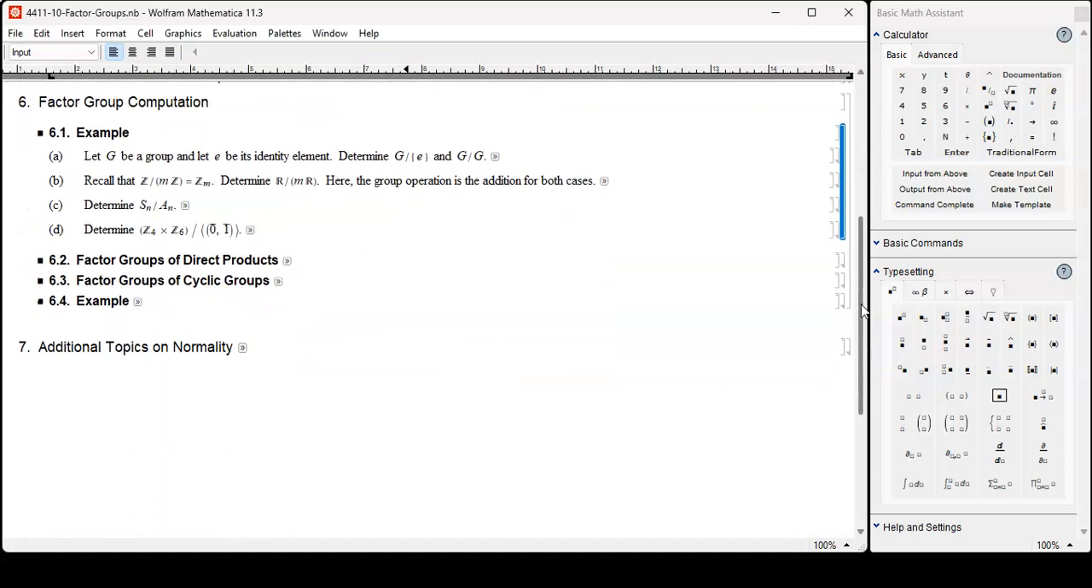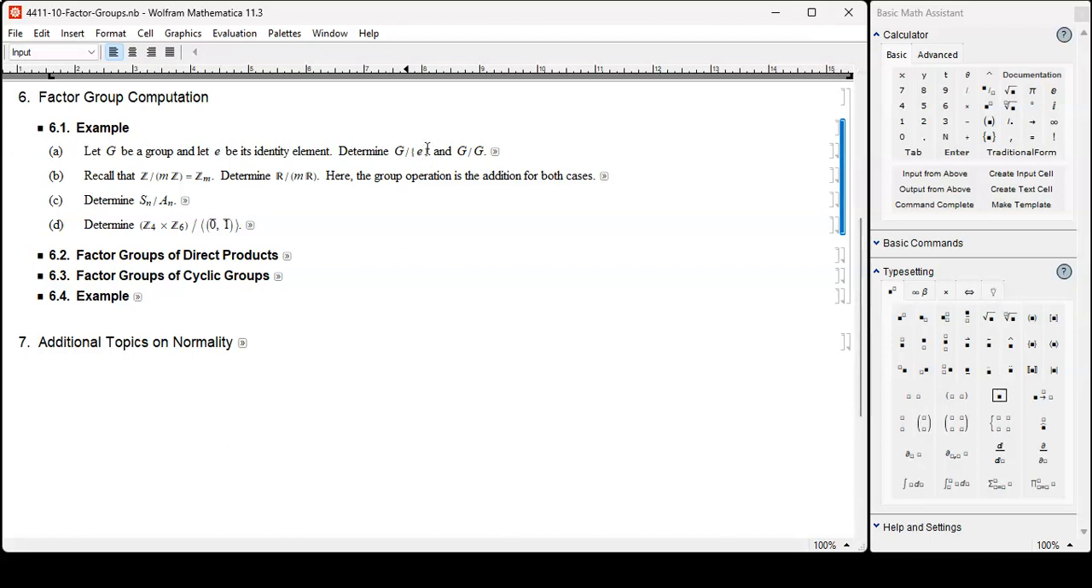Let's begin with some simple examples. Two simplest examples, almost trivially simple, G over E and G over G. G over G looks like everything cancels out and we just get 1. And indeed, we are going to get a group of just one element, the trivial group. How about this? Basically, this is G over 1, so it should be G, and indeed, it's going to be the same as G.